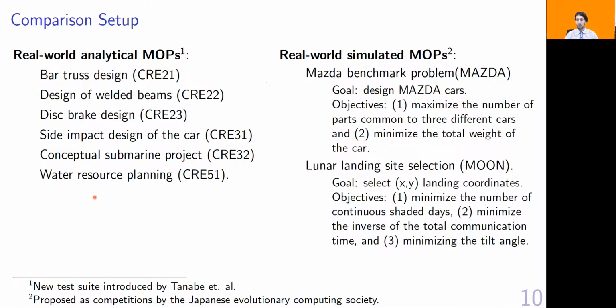The Mazda benchmark problem, we called Mazda here, where the goal is to design Mazda cars. We have 2 objectives: to maximize the number of common parts to 3 different cars and minimize the total weight of the car.